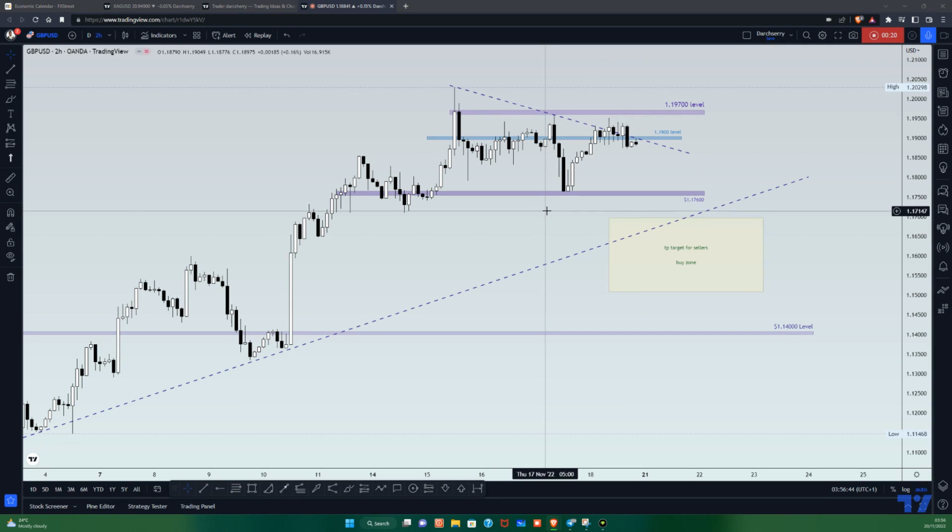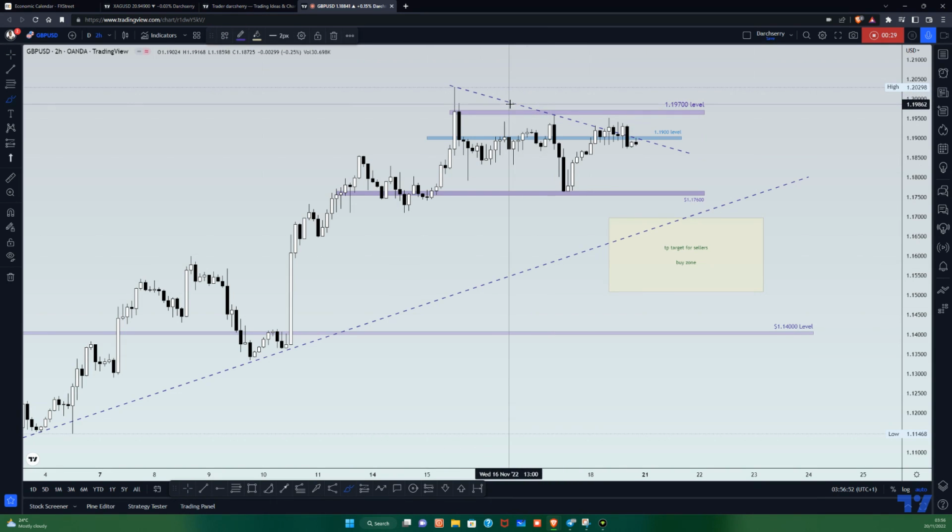And during the course of last week's trading session, we experienced a choppy scenario on this pair as we saw how price was caught within the channel around the 1.19700 level and the 1.17600 area to emphasize the indecision in this market.